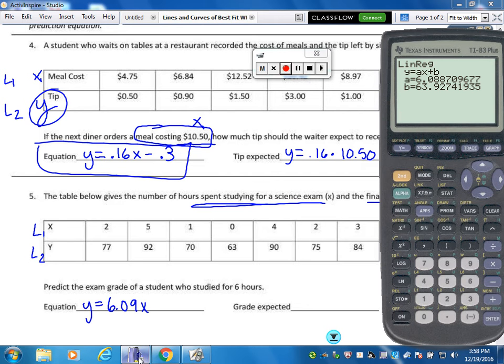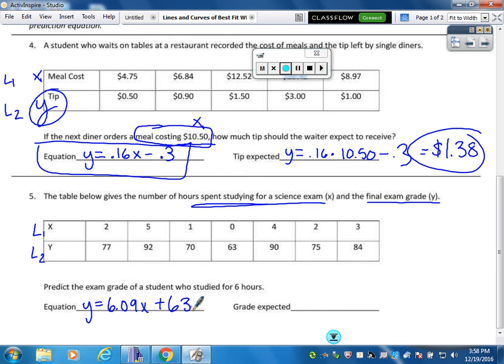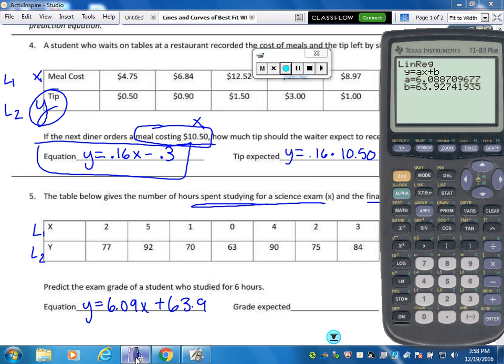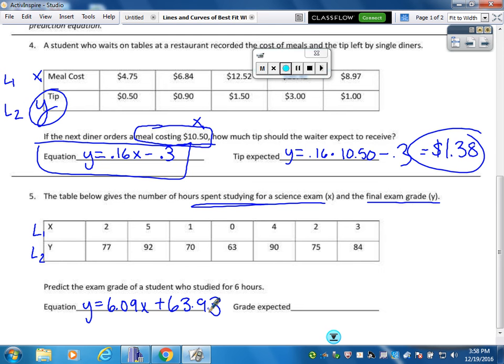Now, notice this one's positive, so I'm going to use the plus this time. I only put a subtraction last time because it was negative. So it says plus 63.92, I think. Let me double check that. 93 when you round it.